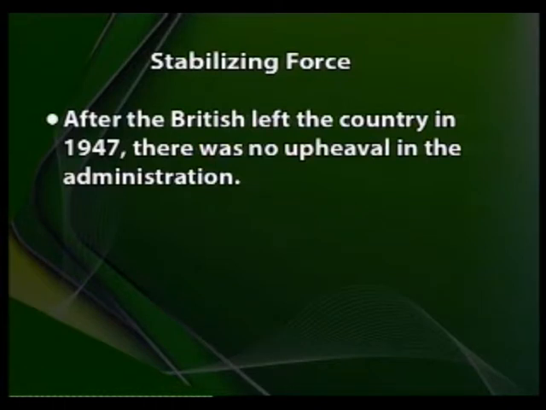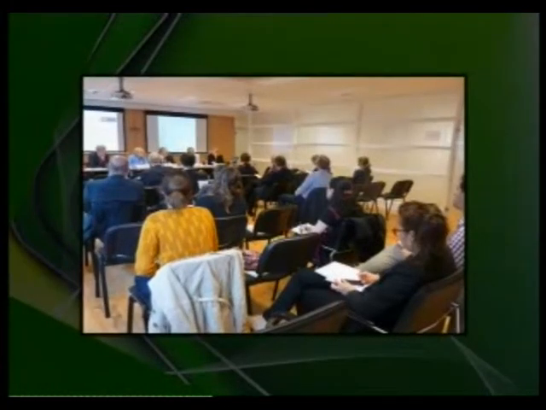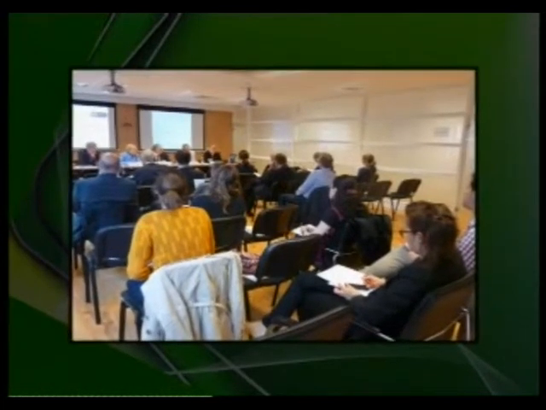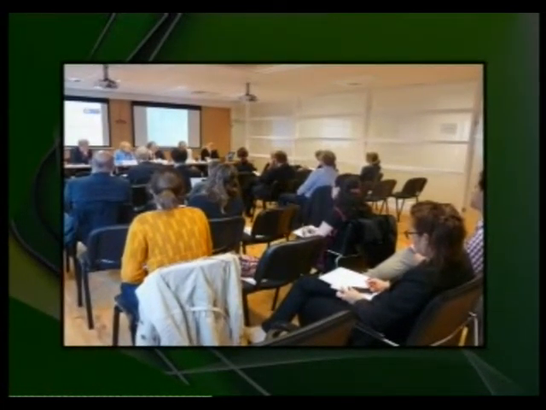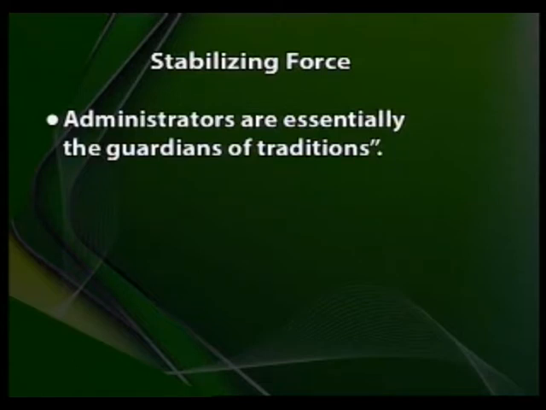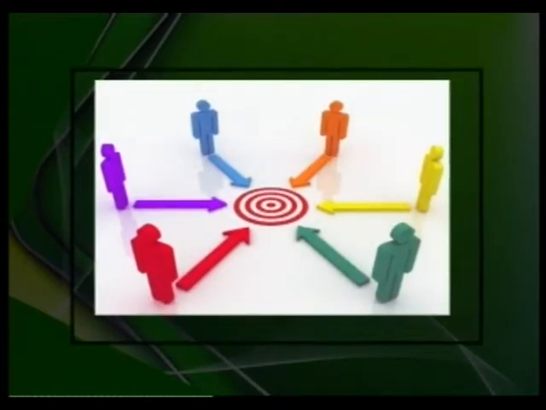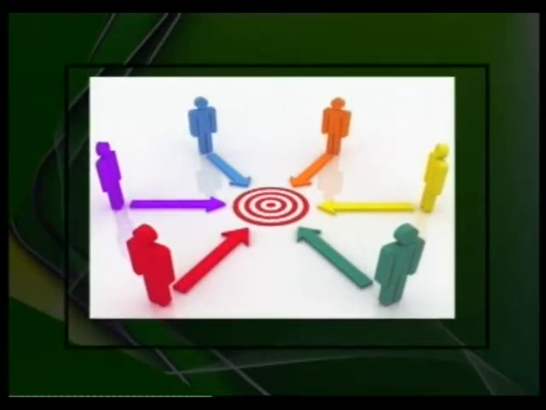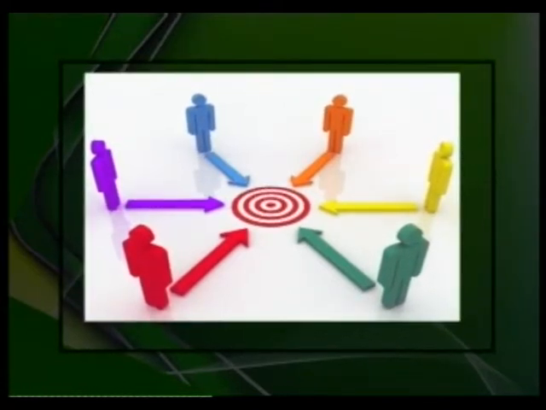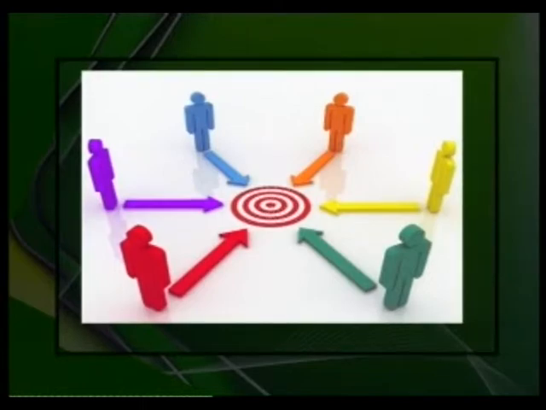So, one of the important aspects is that though the British left, and various political parties came to power one after another, with a change in the political power at the central level, public administration has still continued the national character of this country. Administrators are essentially the guardians of the traditions. This is what we have learned from the British systems, that if administration fails, the alternative is anarchy in the country. This is one of the important aspects. That's why public administration is important in the country.